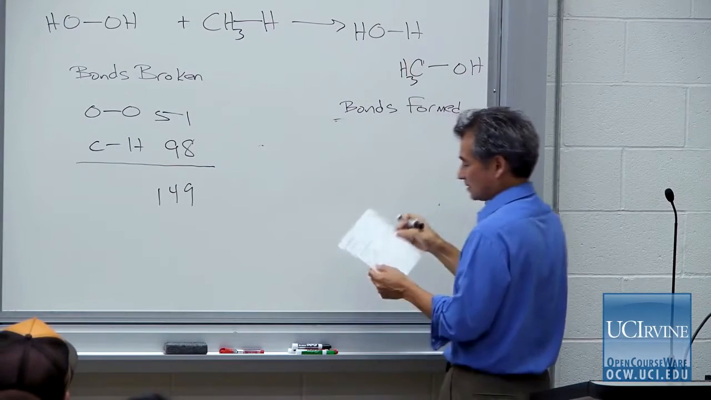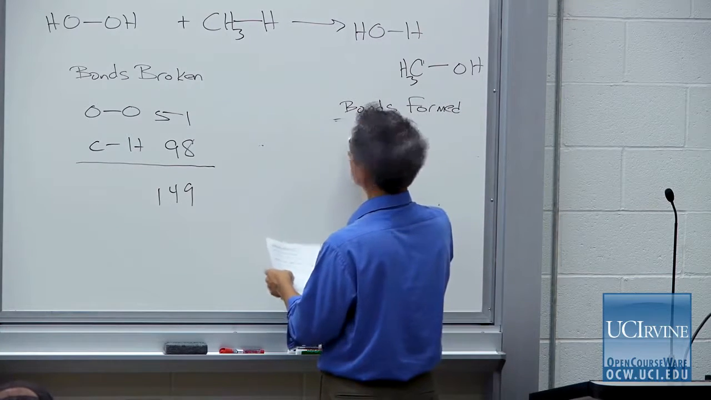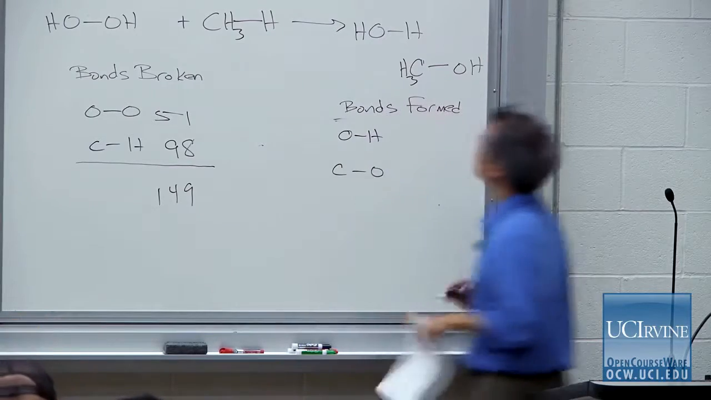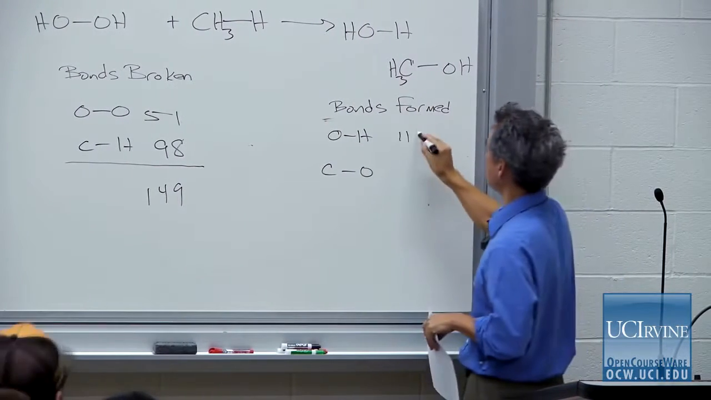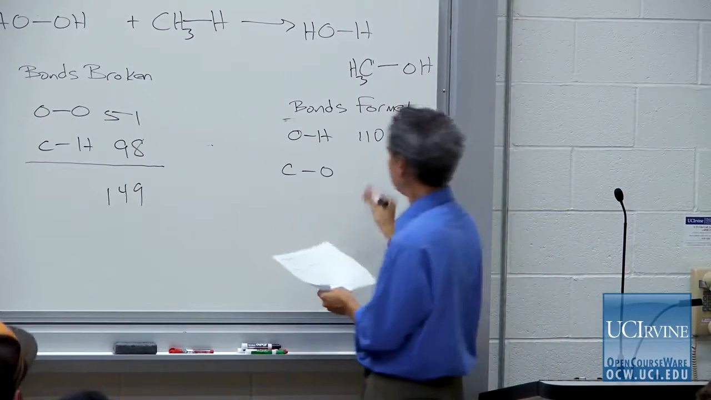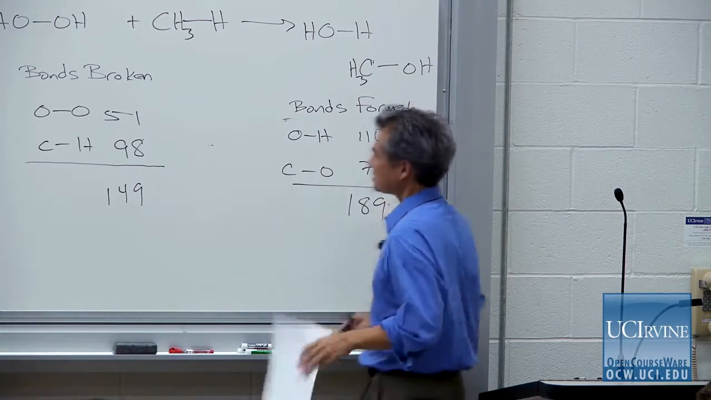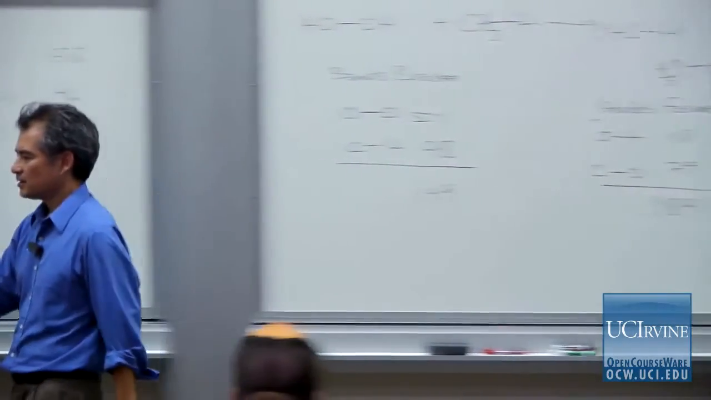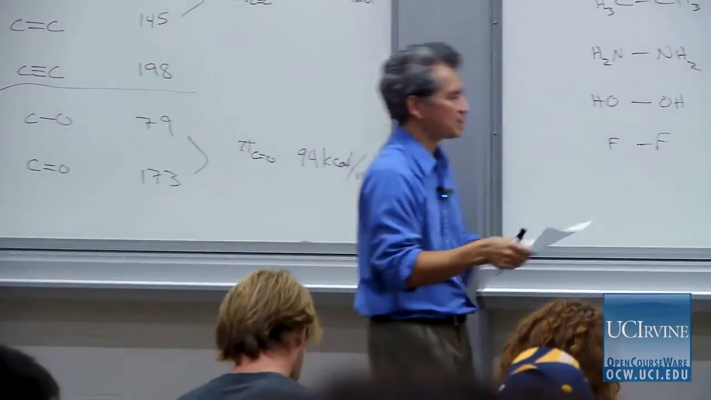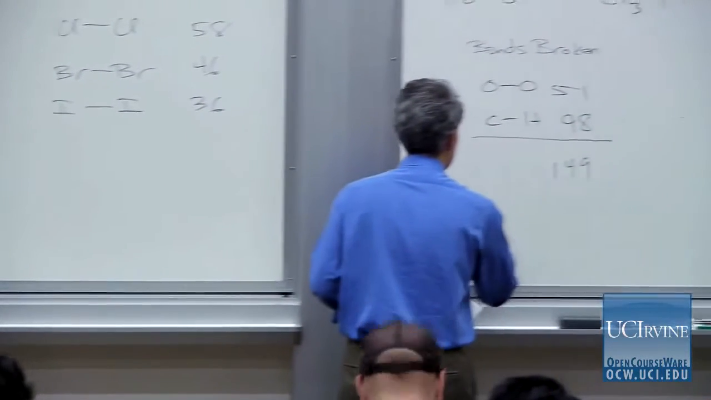So the OH bond in water, or just a generic OH bond, is about 110. And then for a CO bond... and so when we add these together, we get 189. You can tell already that you're generating more energy by forming bonds than you had to put in to break these bonds.